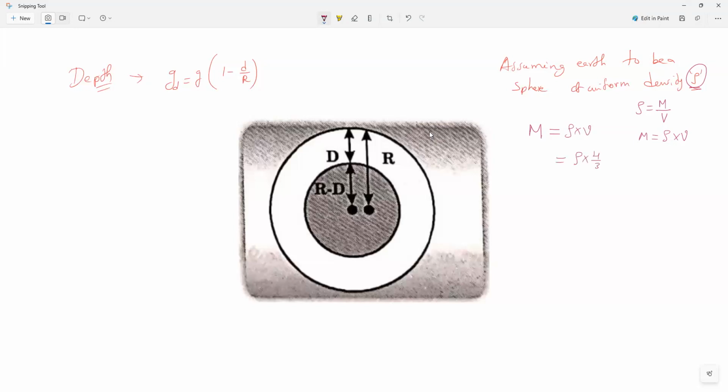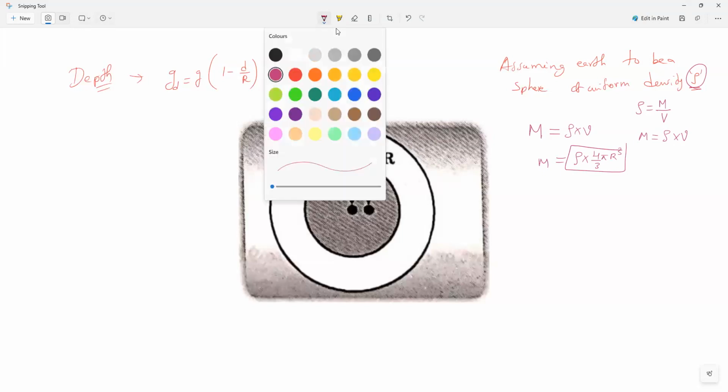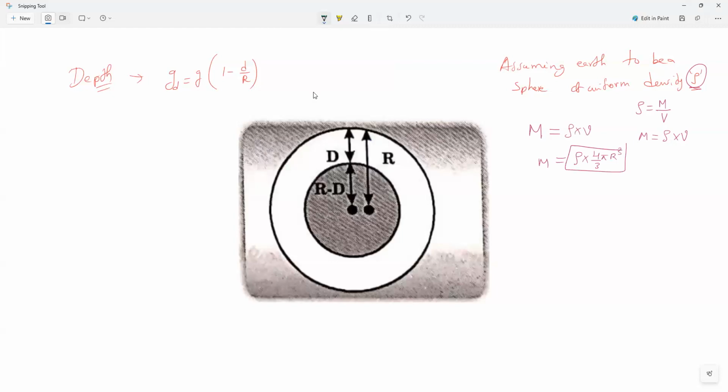4/3 pi r cube. That is the volume used for the mass of the Earth. If you want to calculate the mass of the Earth, you all know the radius of the Earth and the density of the Earth. The mass is density into 4/3 pi r cube.